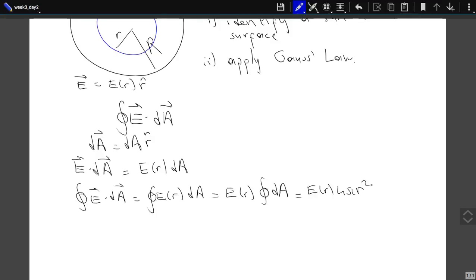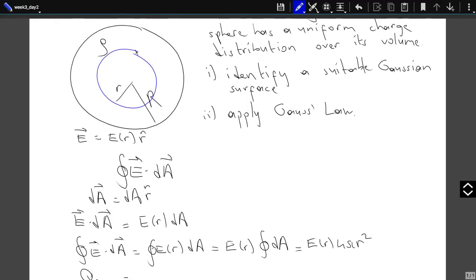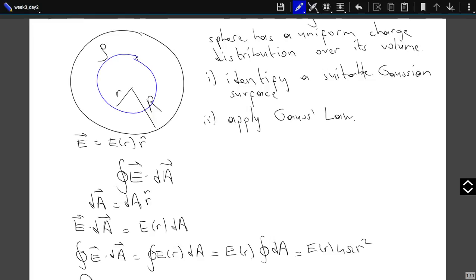Now the next thing, what is the total charge enclosed? What is the total charge inside my sphere?